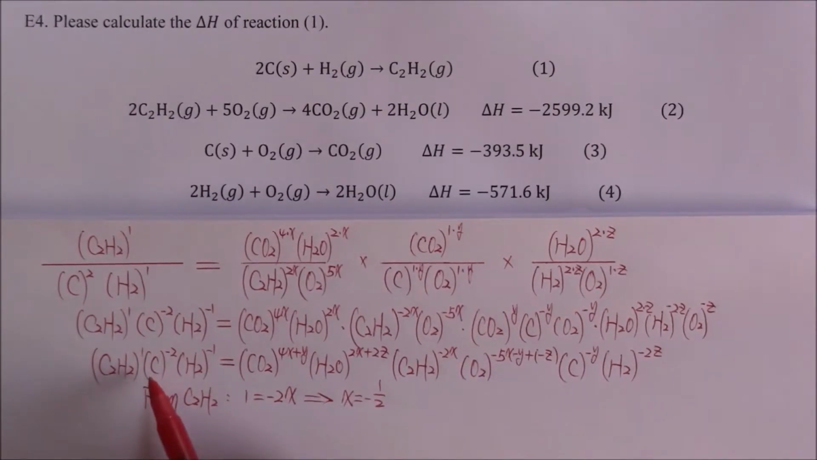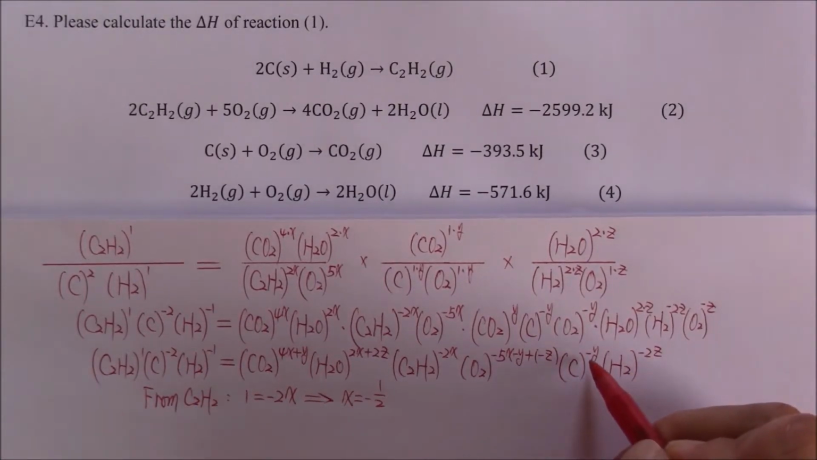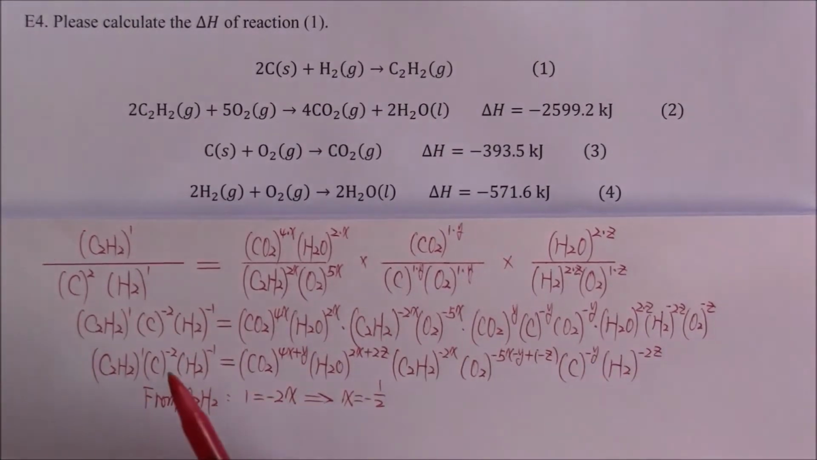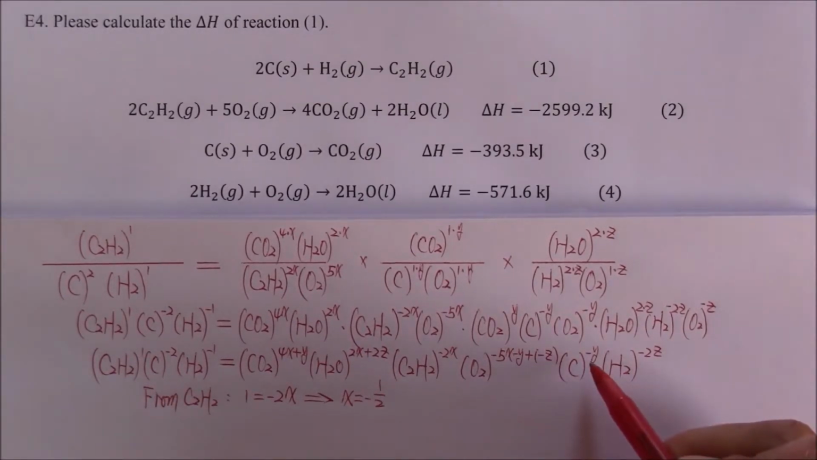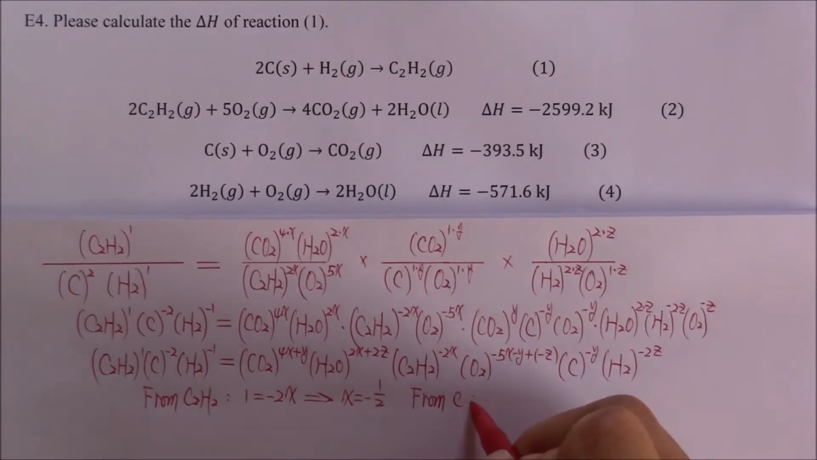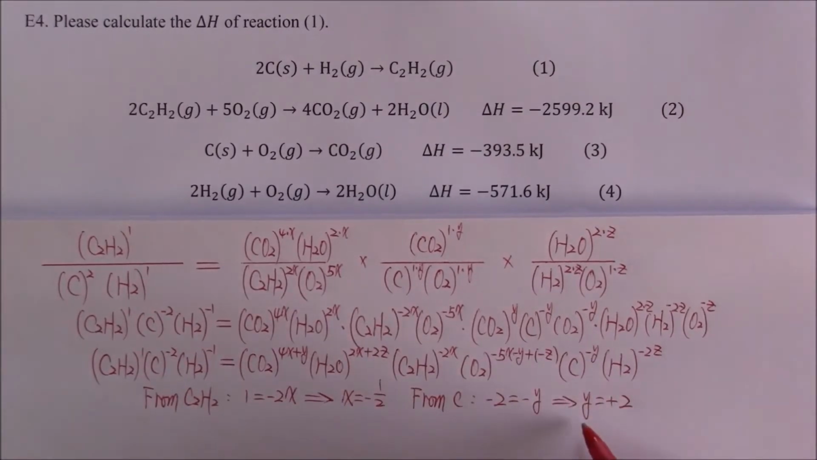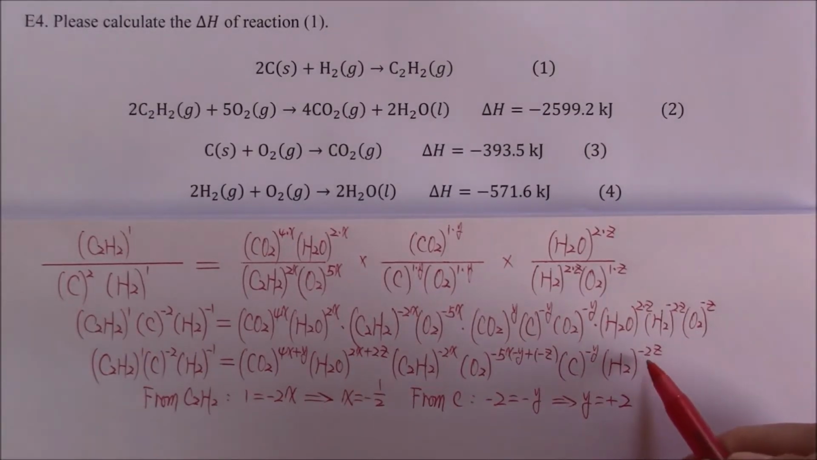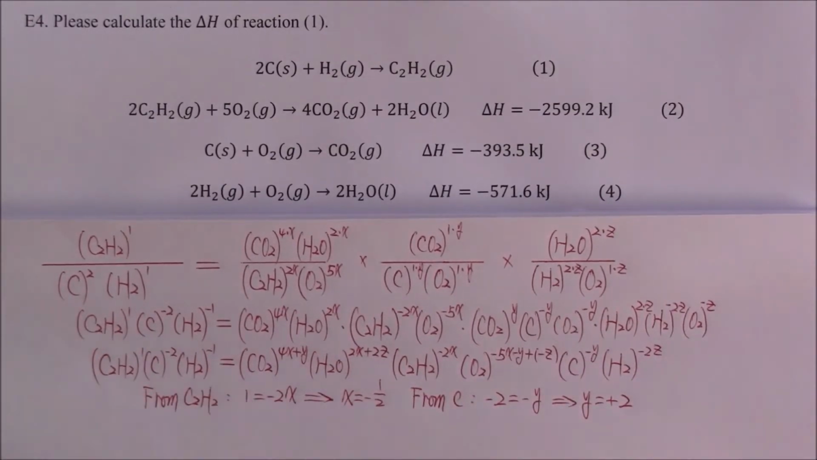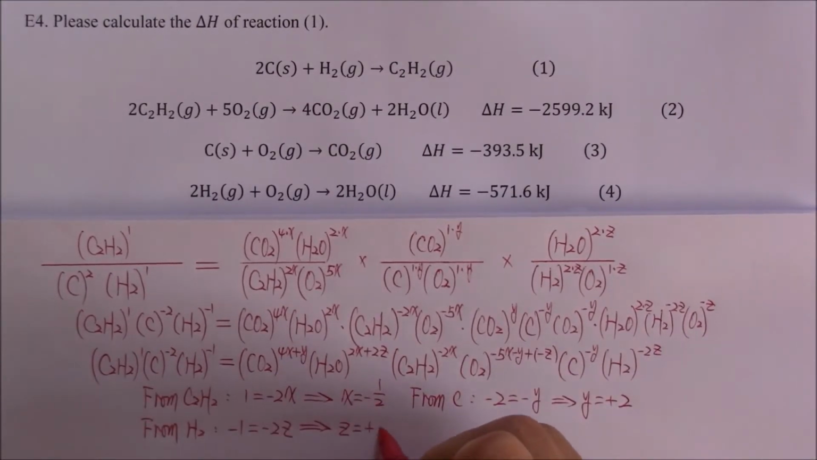Then for carbon, on the left side, the power term is negative 2. On the right side, the power term is negative y. Therefore, negative 2 should be equal to negative y. Therefore, y is equal to plus 2. Let's continue for hydrogen. The power term of hydrogen on the left side is negative 1. On the right side is negative 2z. Therefore, negative 1 should be equal to negative 2z. Z is equal to plus half.